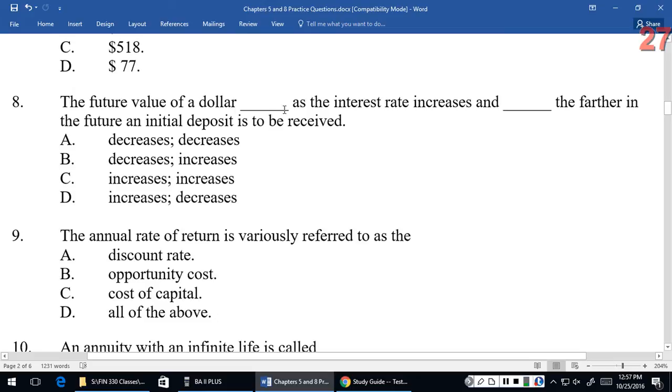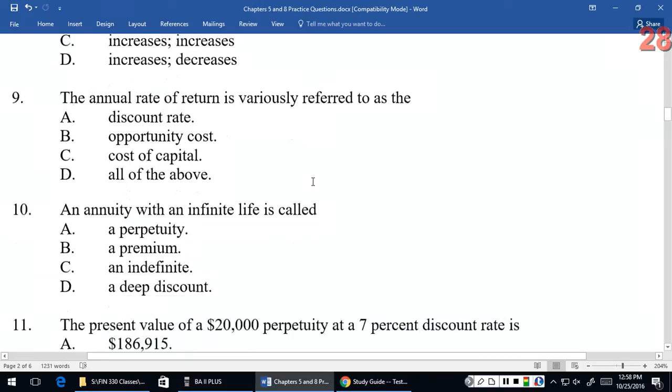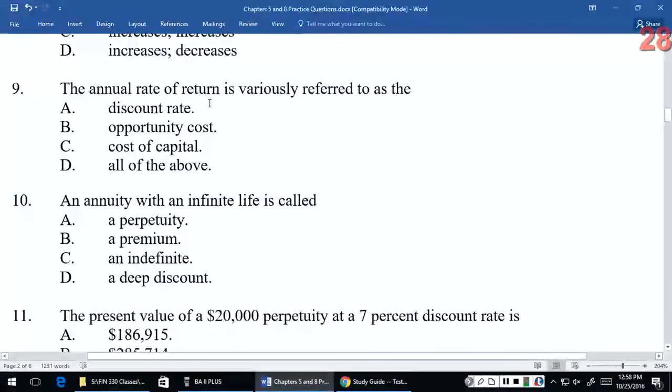The future value of a dollar increases as the interest rate increases, which makes sense. The future value is going to get larger as the interest rate that we use gets larger. And it increases the farther into the future an initial deposit is to be received. So that's saying the farther into the future from today that we actually receive the money or take out the investment, it's going to grow to a larger amount. So increases and increases. Number 9, the annual rate of return is variously referred to as, and I think I probably used all of these in class and examples, the discount rate, the opportunity cost, and the cost of capital. So the answer would be all of the above.